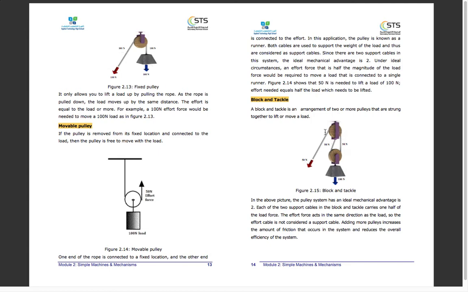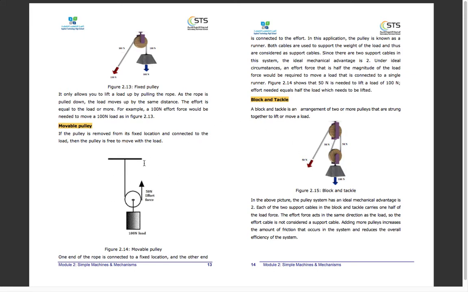Block and tackle. Here in this case, you have 1 and 2. You've got 2 support cables. Why do we not count this as a support cable? Because the direction is pointing down and so is the weight. Both directions are the same. So this is not a support cable.